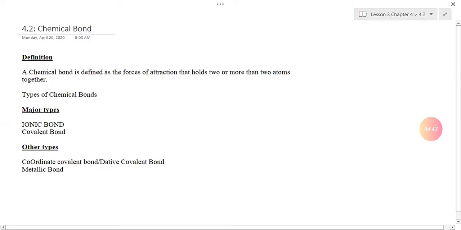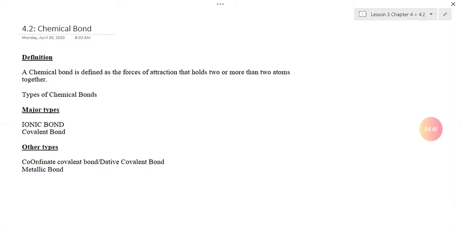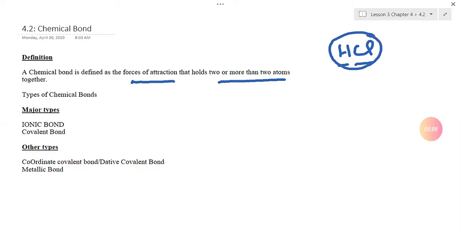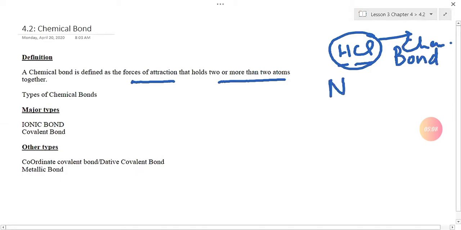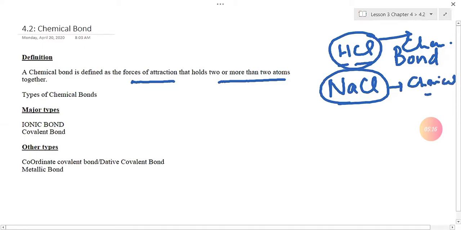Moving to 4.2, that is about chemical bond. A chemical bond is defined as the force of attraction that holds 2 or more than 2 atoms together. So, for example, if we talk about HCl, hydrogen chloride, hydrogen and chlorine exist together. The two atoms are held together with the help of a bond. This bond is called a chemical bond. Similarly, another example, NaCl, sodium and chlorine held together by a chemical bond. Now let's talk about types of chemical bonds.